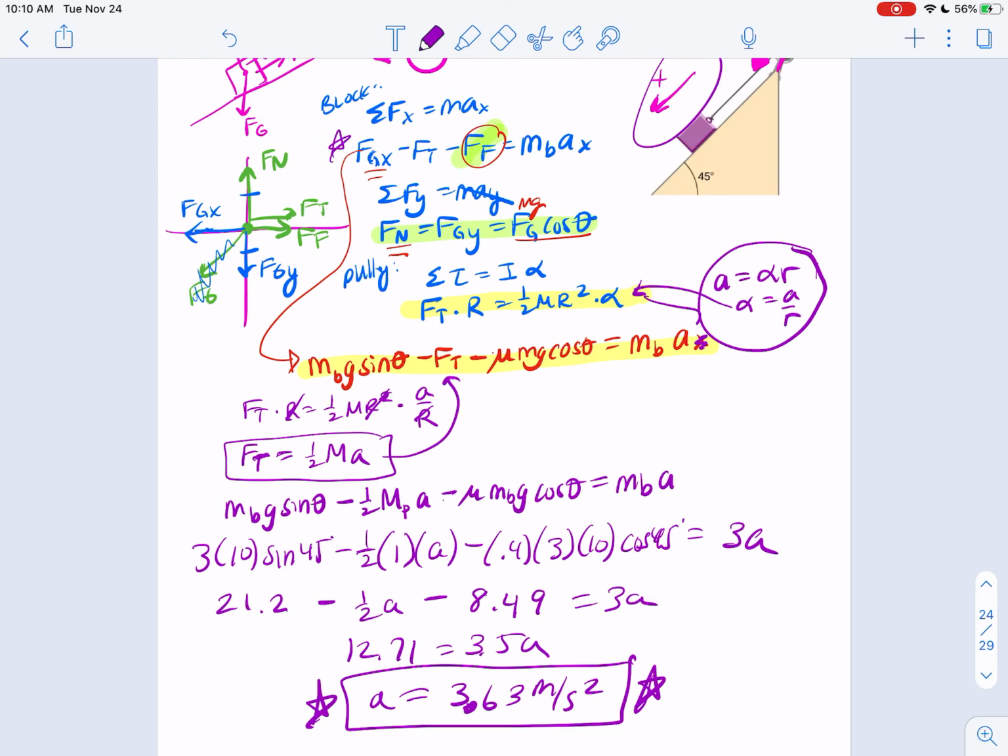Please make sure that you practice writing all this, because you're going to get points on an FRQ when you have those equations written out. So make sure that you write those and don't just jump in, because that's going to get you a point.